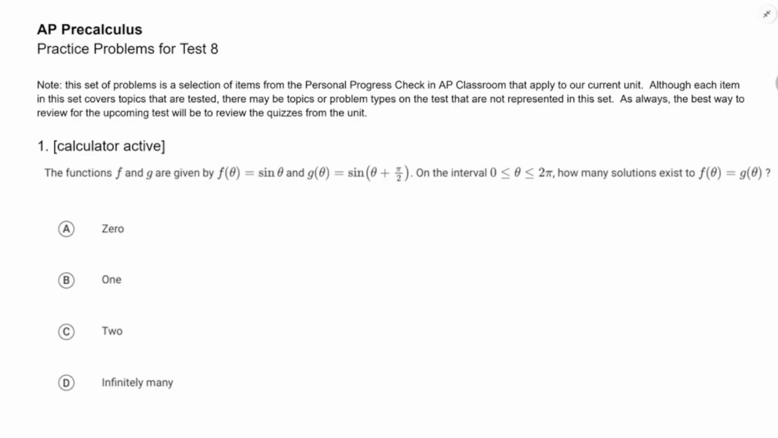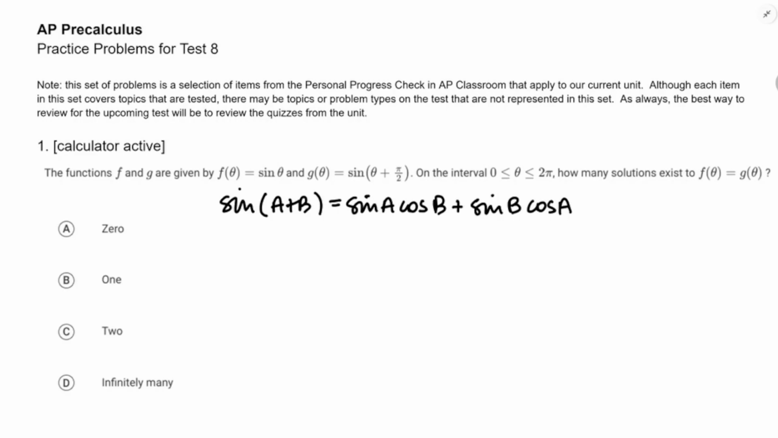So they're telling us f of theta is sine theta and g of theta is sine of theta plus pi over 2. I also know on the interval 0 to 2 pi how many solutions exist to f of theta equals g of theta. Well, what I'm going to do is use the angle addition formula for sine. Sine of a plus b equals sine of a times cosine of b plus sine of b times cosine of a, and it's a plus because it's opposite trig functions.